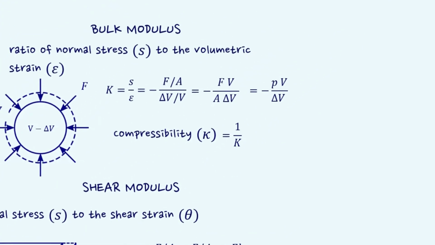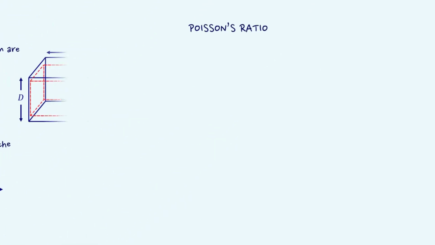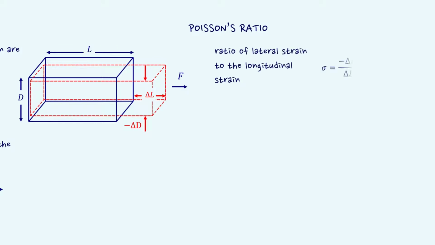Next point of discussion is related to Poisson's ratio. Whenever we stretch any object, its length increases, at the same time its diameter decreases. Thus, there occurs longitudinal as well as lateral strain. Poisson's ratio is defined as the ratio of lateral strain to longitudinal strain. Mathematically, it is represented as sigma equal to minus of delta D by D times L by delta L.